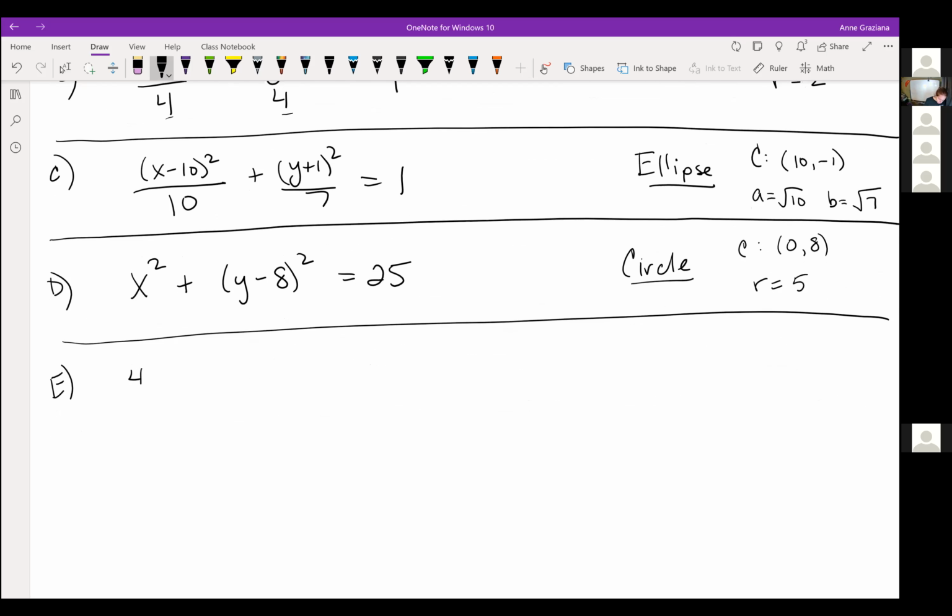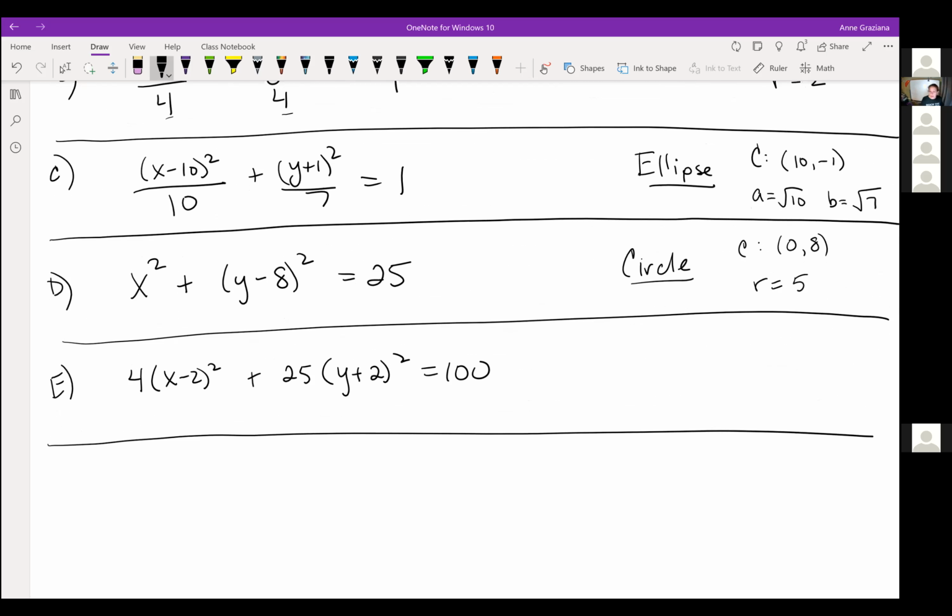Ready? 4 times (x minus 2) squared plus 25 times (y plus 2) squared is equal to 100. Ellipse is thumbs up, or circle is laughing face.